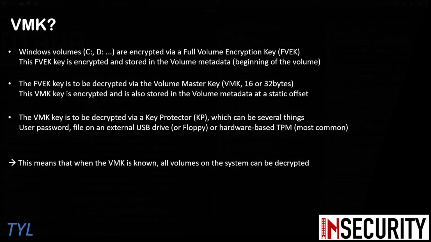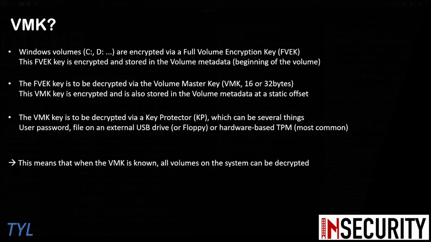So what is that VMK? Very short, it's actually a chained event. We have our Windows volumes like C, D, E and so on. When you enable BitLocker, these are encrypted with volume encryption keys or full volume encryption keys. These keys are encrypted and stored in the metadata, at the beginning of the volume. How can you decrypt them? That would be with that volume master key, which is 16 or 32 bytes. That's the one we actually want.